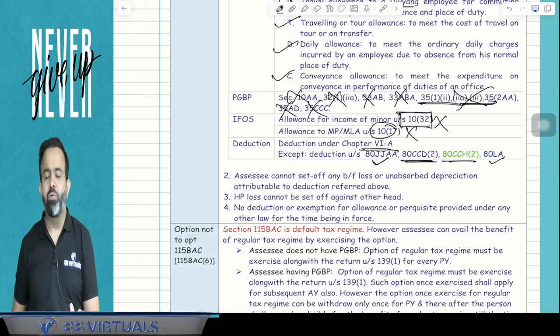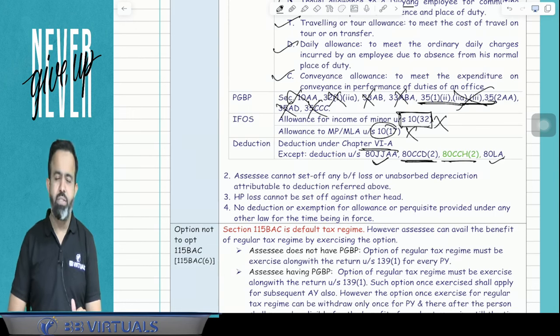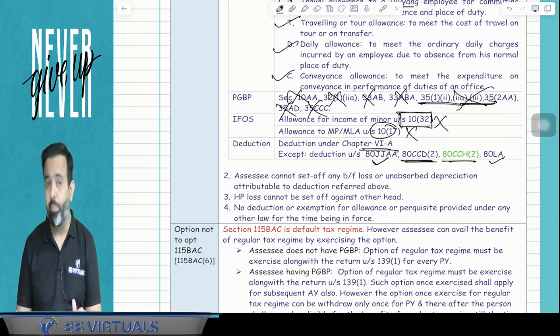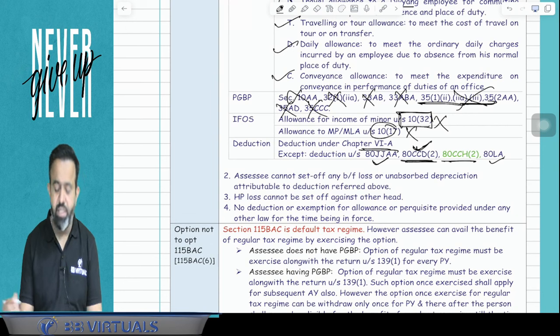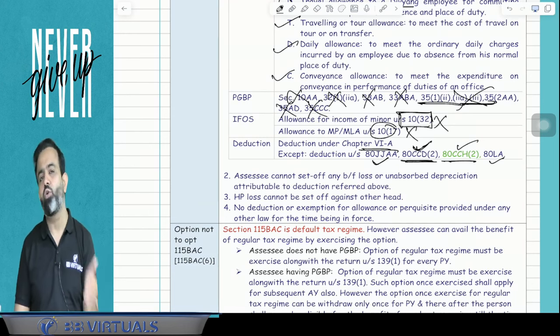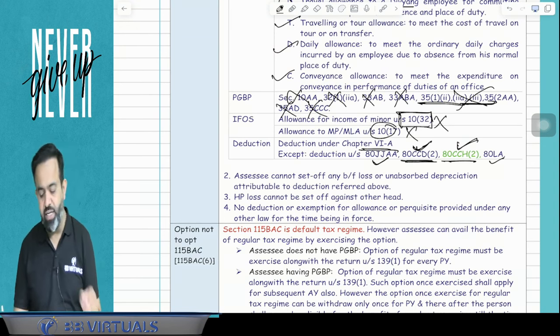Now, what is 80CCD(2)? 80CCD(2) is whenever your employer contributes to the New Pension Scheme or central government pension scheme, then you know that the employee can claim the deduction of whatever amount is contributed by the employer or 10% of salary, or in case of central government or state government employees, 14% of salary. So that is the 80CCD(2) deduction that can be claimed by the employee, even if the employee is opting for 115BAC. And 80CCH(2) is related to the Agniveer Corpus Fund. So guys, this section is a new section. In case of Agniveer, if the government is contributing something to the Agniveer Corpus Fund, then here the employee can claim the deduction under section 80CCH(2).